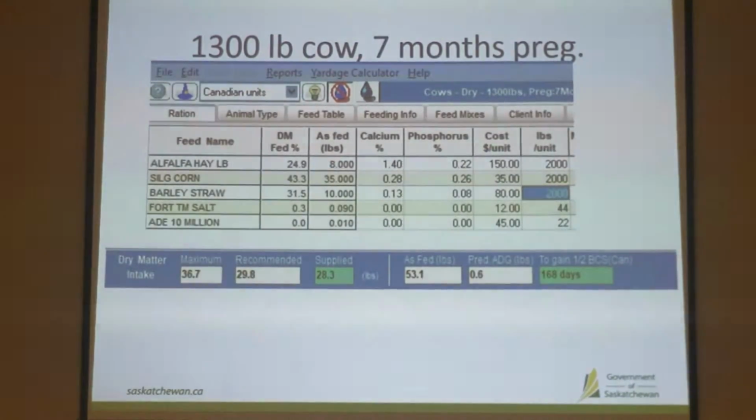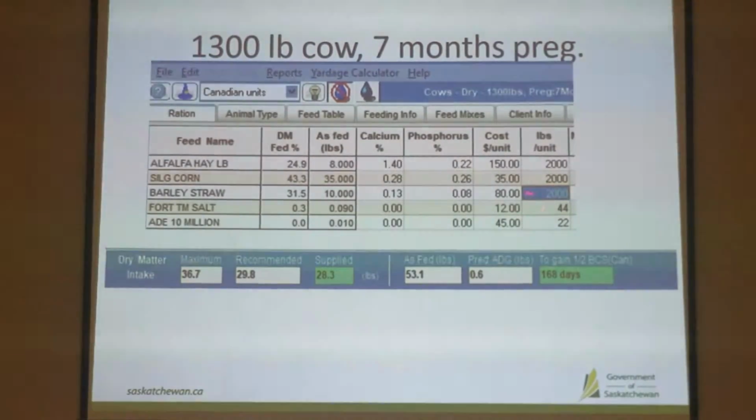I just wanted to show you a quick ration. I know John talked about rations for cows, but this is just to compare costs for looking at corn. This would be a typical ration that I've put together for a producer for a 1,300 pound cow, 7 months pregnant. We're going to feed them 8 pounds of alfalfa hay, 35 pounds of corn silage, 10 pounds of barley straw, and of course some trace mineral salt and vitamins.